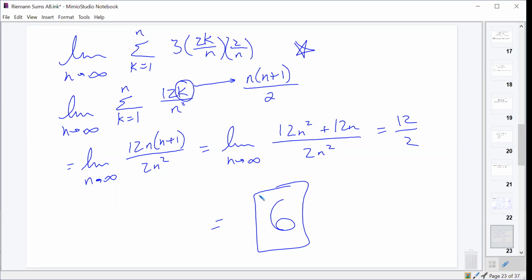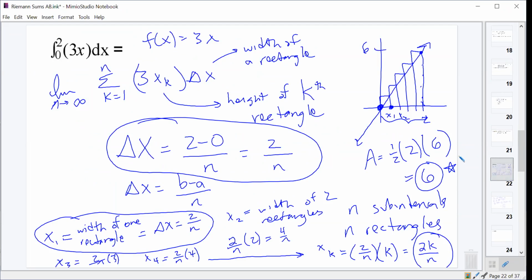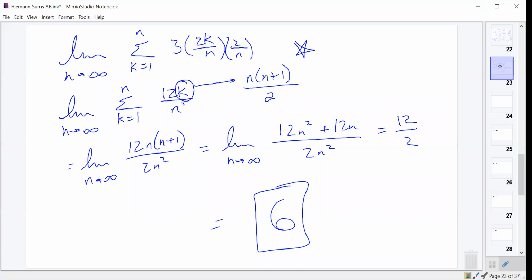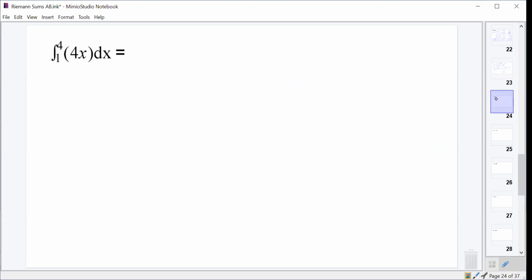Good or no? Good. Which is exactly what we said we should have gotten. Everybody good? All right, let's see if we can do another one. How do you think we should start this one?